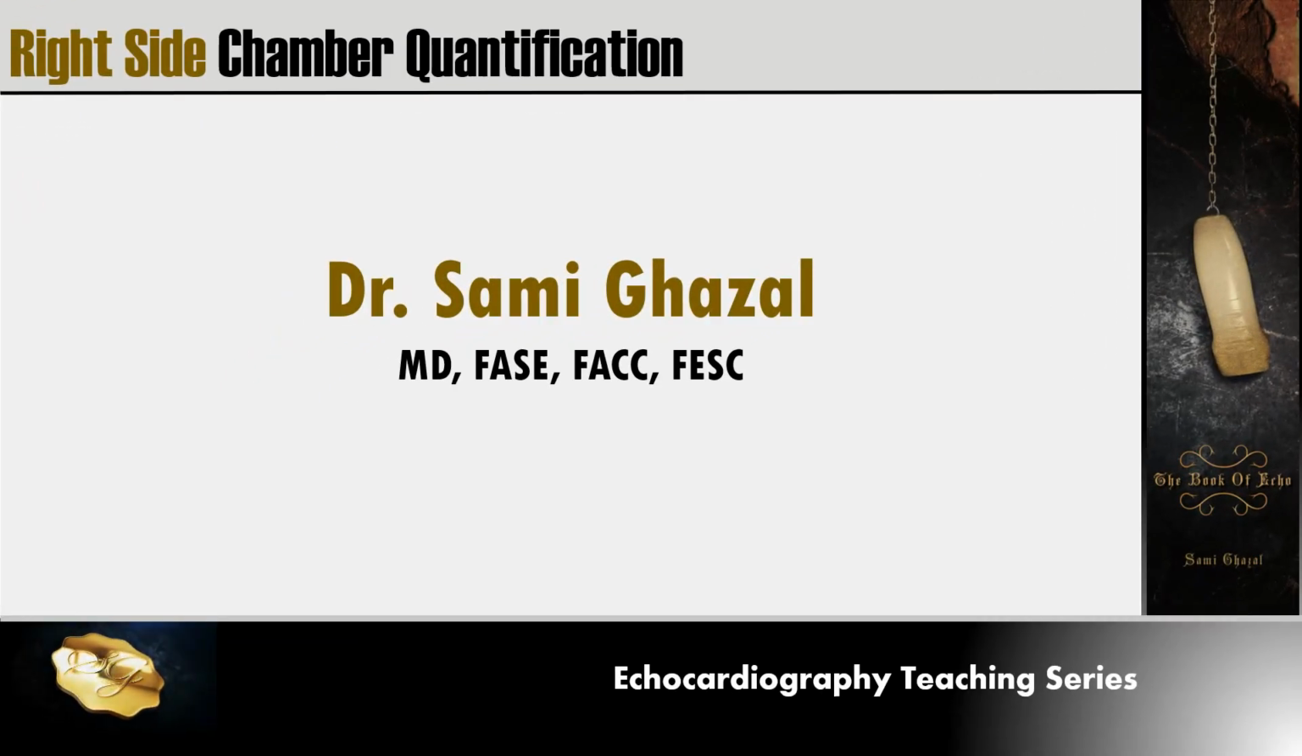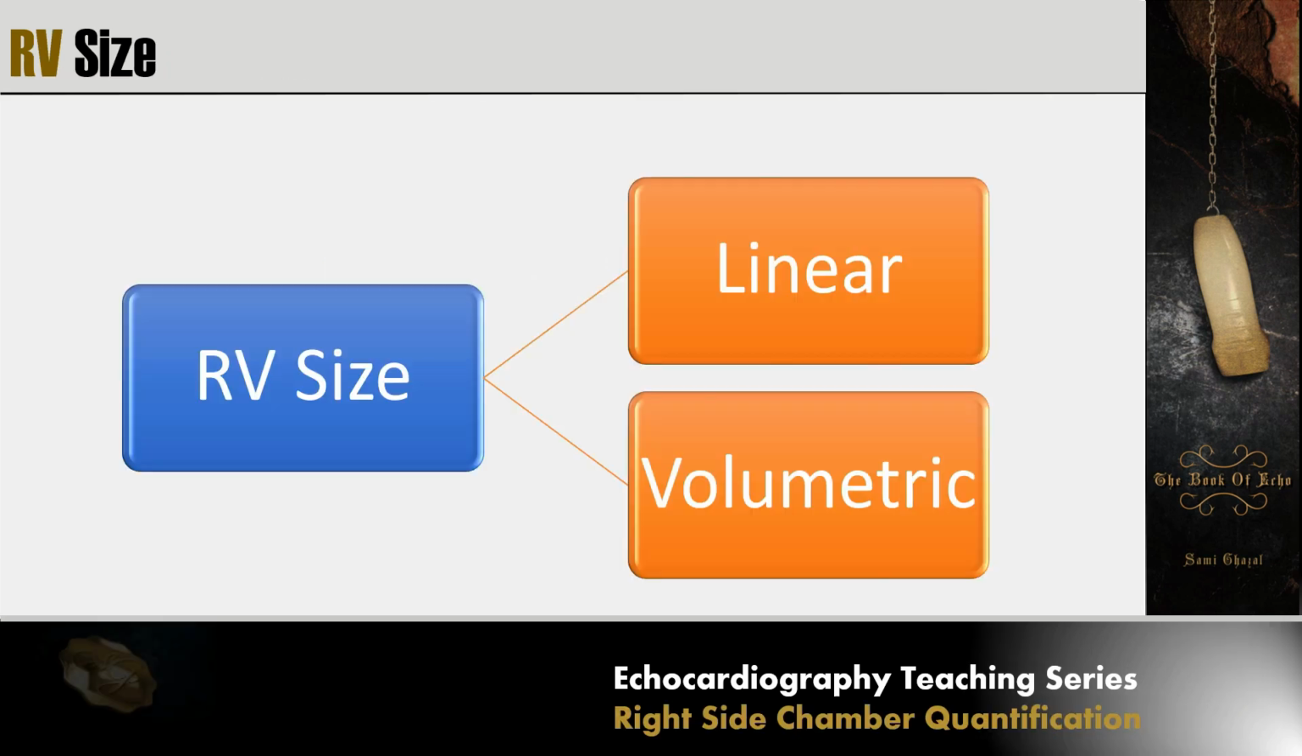This lecture is about the right side chamber quantification. We're going to learn about the RV size and function as well as the right atrial size. In RV size measurement, we can use the linear method and the volumetric method. In linear method, we draw lines and we measure it. In volumetric, it is by calculating the volume.